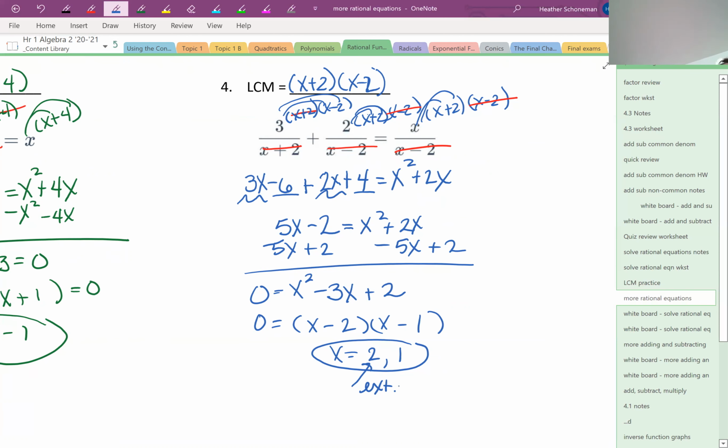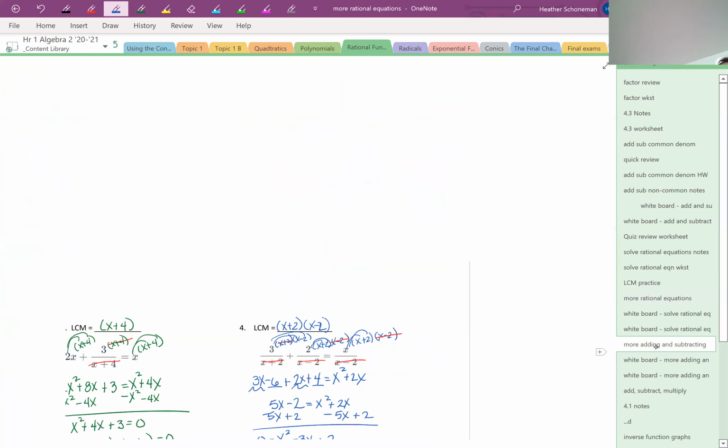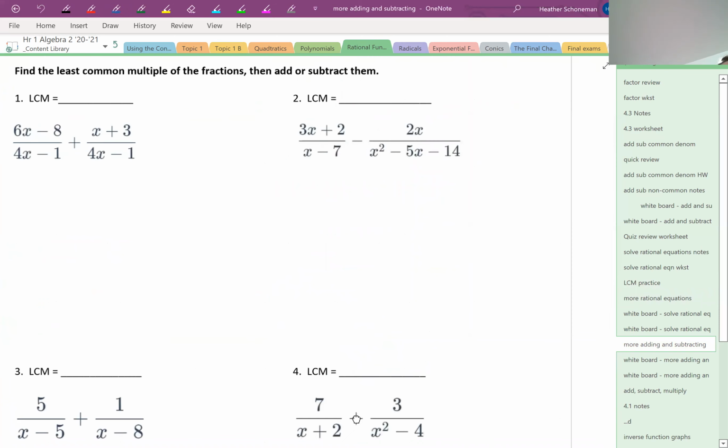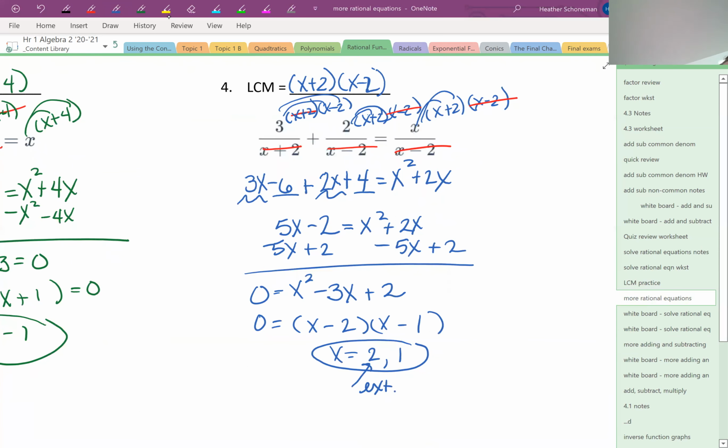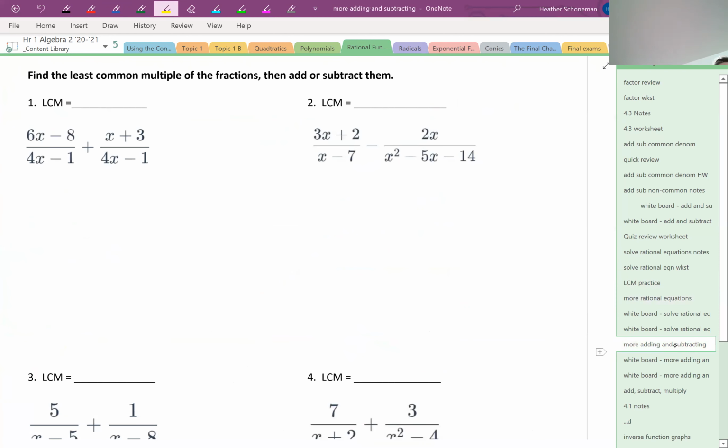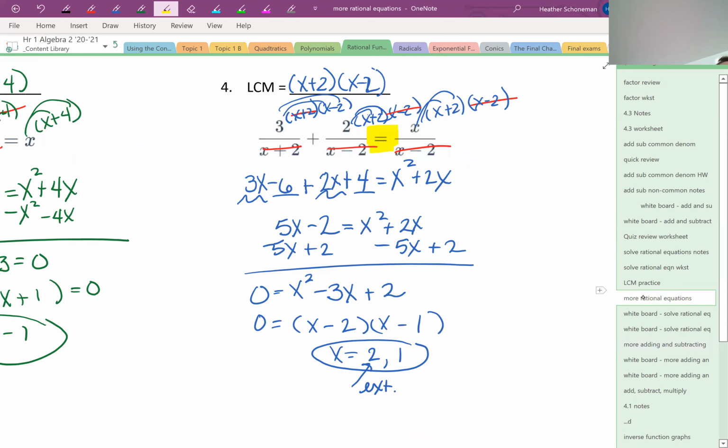All right, the last thing we did was reviewed adding and subtracting. Adding and subtracting also uses the least common multiple. But notice all of these problems had an equal sign. When we're adding and subtracting, we don't have any equal sign. When we are solving, our final thing is going to be x equals a number.